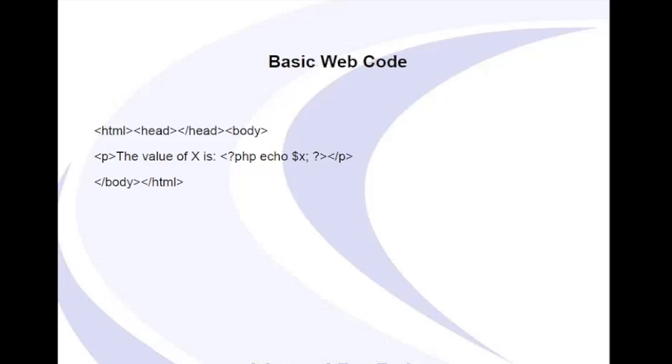So you basically will say the value of X is, and then whatever X is. It might be 5, it might be 20, maybe unset. But you'll have that all printed out as static HTML, shipped back out to the browser, and then displayed. I will be showing a bunch of demos here in a few moments.